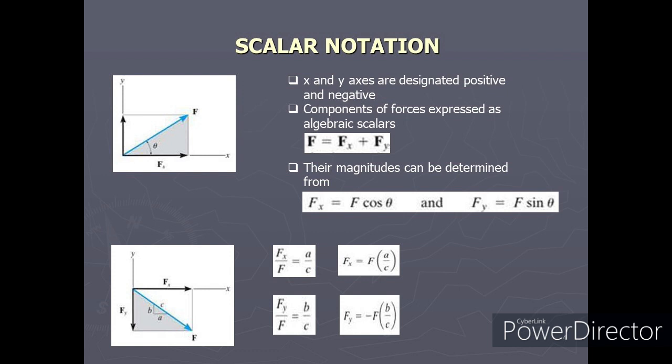Are you following? So you see here, we have two ways of expressing the vector components using the scalar notation. Either use the direction, the angle given, isn't it? And express as either F cos theta or F sin theta. Or if we have the sloped triangle, we can still express it as F into A over C, all these are the sides, or B over C. Are you following? Yes. Now let's move on.